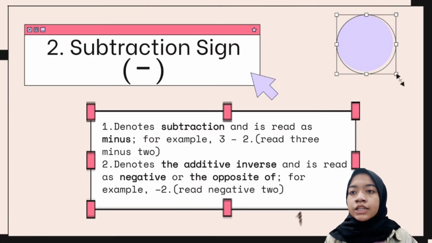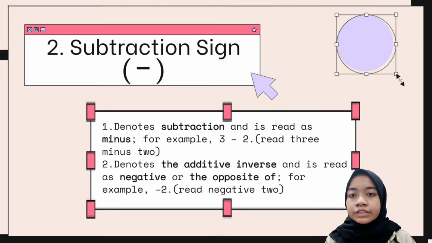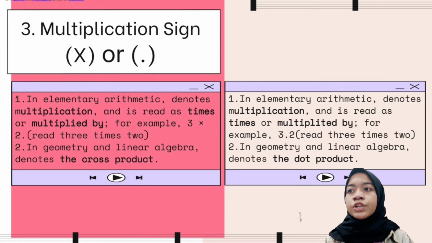Okay, the second is the subtraction sign. Minus denotes subtraction and is read as minus. For example, 3 minus 2 is read 3 minus 2. The minus sign also denotes the additive inverse and is read as negative or the opposite of. For example, negative 2. Okay, we go on.